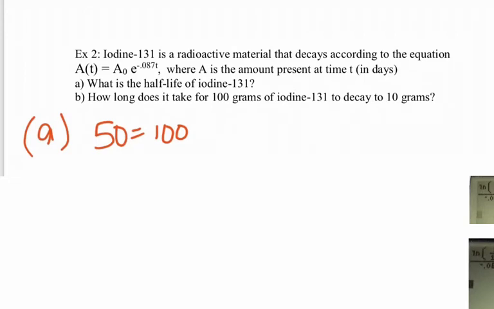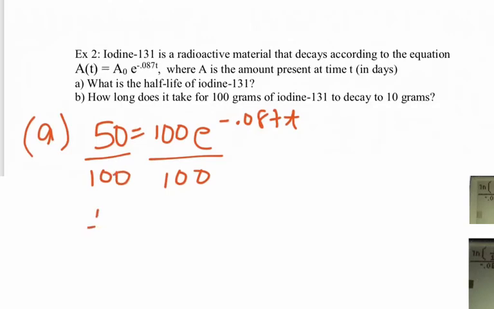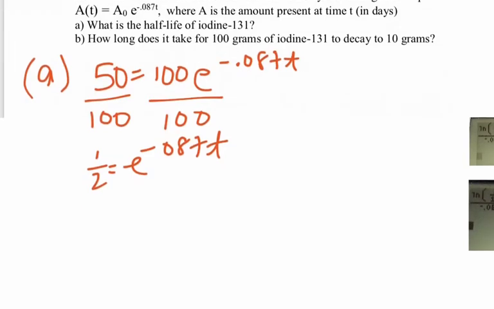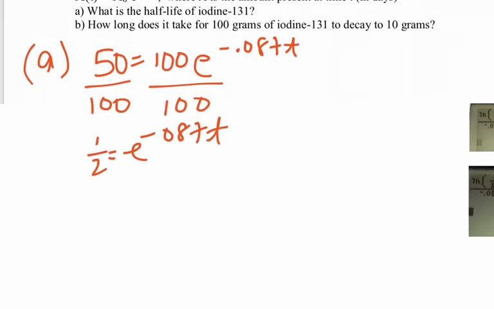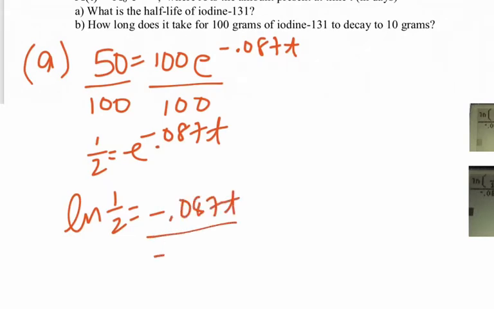So 50 is equal to 100 e to the negative 0.087t. And again, in this case, I'm looking for the t value. I'm going to divide by 100. And I wind up with 1/2 is equal to e to the negative 0.087t. When I'm looking for the half-life, I'm trying to solve for the t value. Then I'm going to write it logarithmically. So it's ln of 1/2 is equal to negative 0.087t. Then I'm going to divide by negative 0.087.